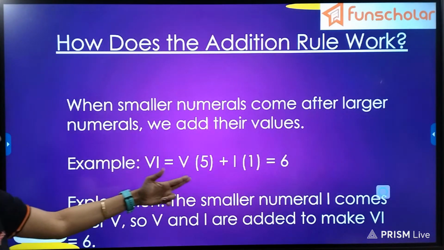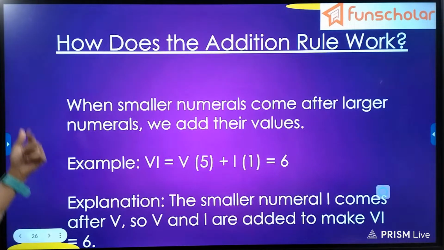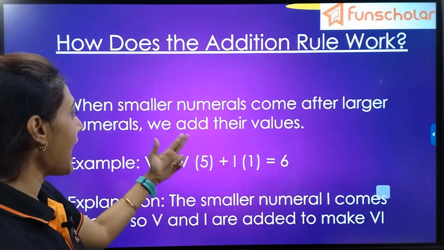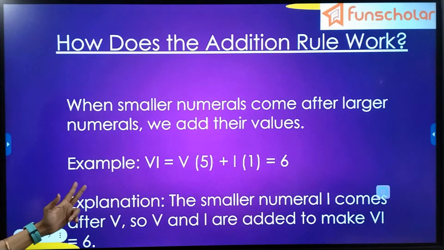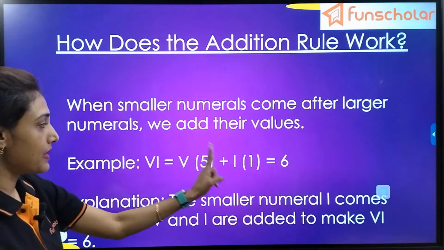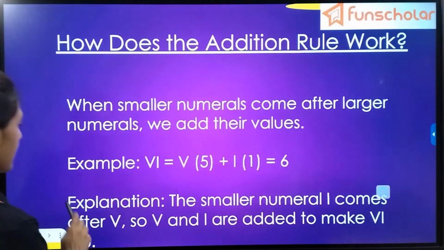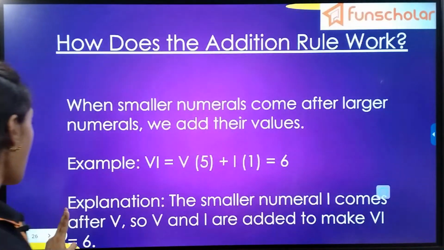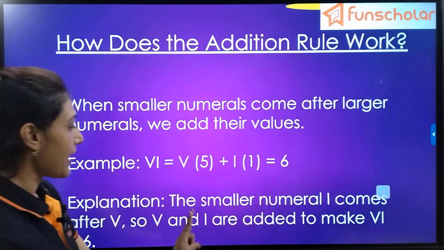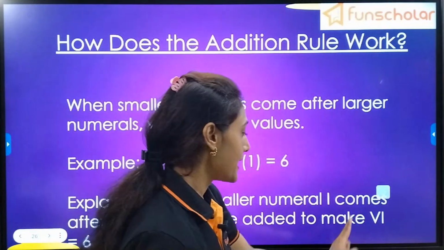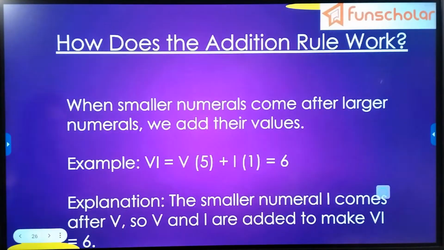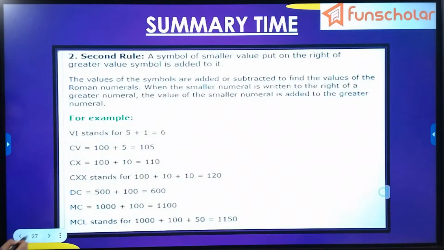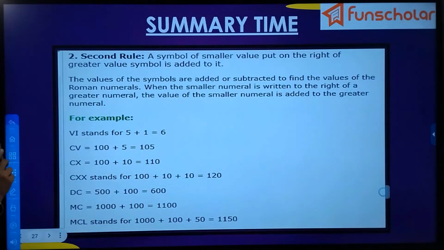See, just now I have given you this example. When smaller numerals come after larger numerals, we add their values. Example: 6 is 5 plus 1. Explanation: the smaller numeral I comes after 5, so 5 and 1 are added to make the number 6. Right? I have taught you this just now. Okay, see, more examples are given.